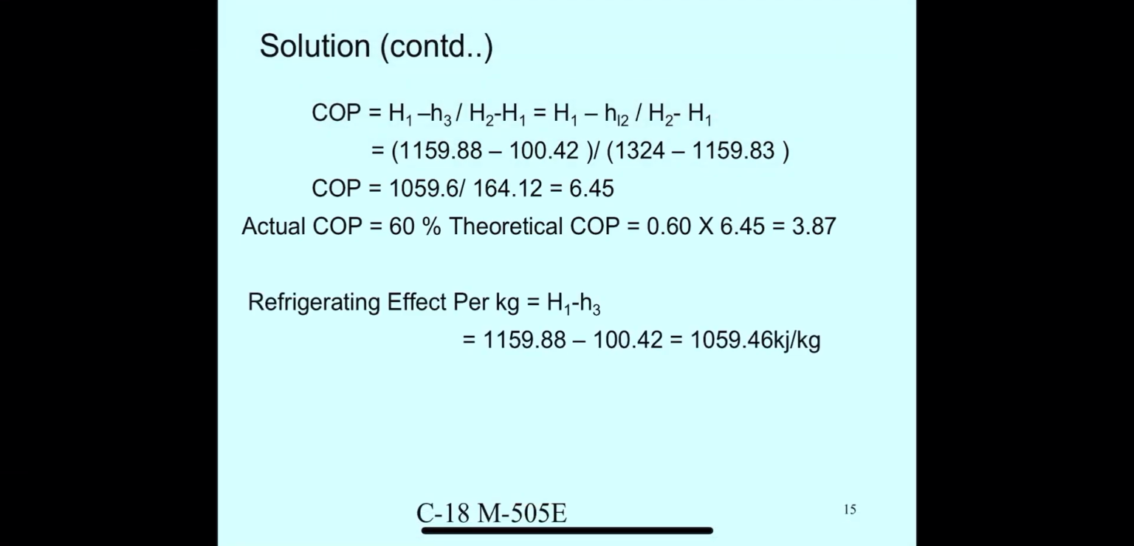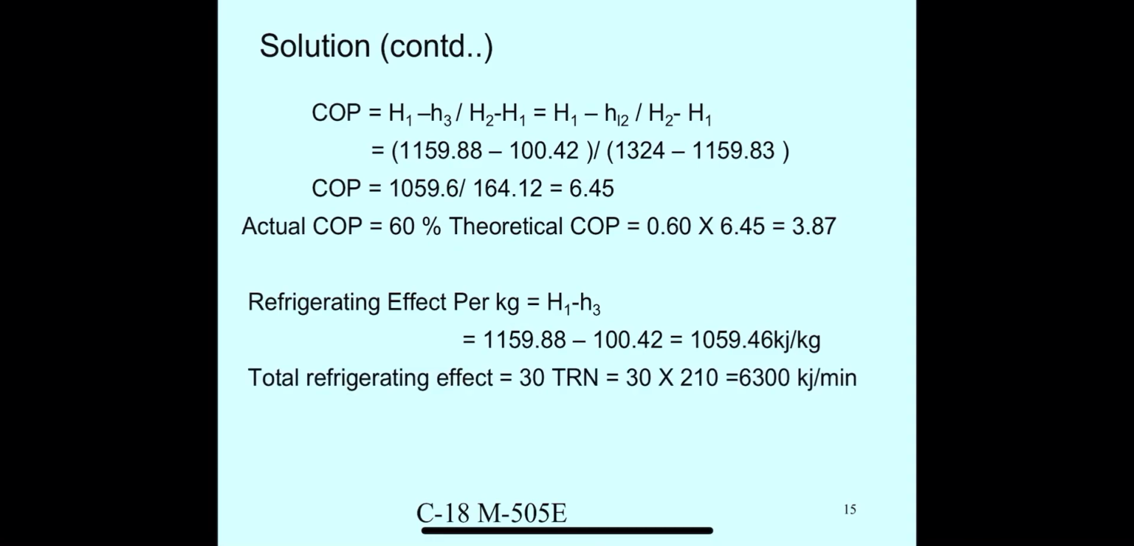Then net refrigeration effect per kg equal to H1 minus H3. Then we will get the net refrigeration effect. Total refrigeration effect equal to 30 into 210, that is in kilojoules per minute. This is the total net refrigeration effect. So what is the mass flow rate? The total divided by this will give the mass flow rate. Based on the refrigeration effect produced and the total refrigeration effect, we find the mass flow rate, which is 5.895 kg per minute.